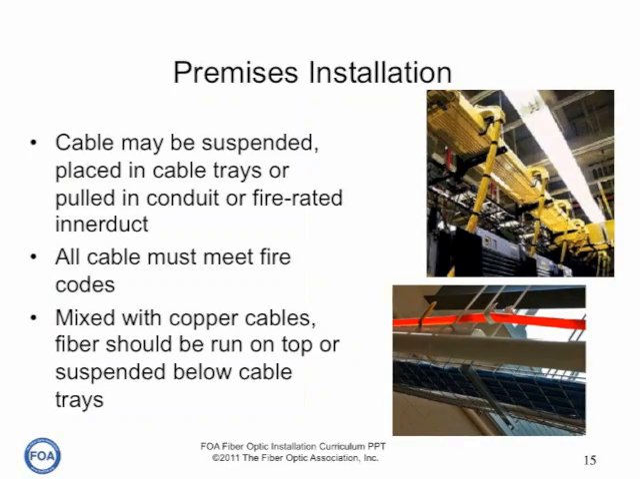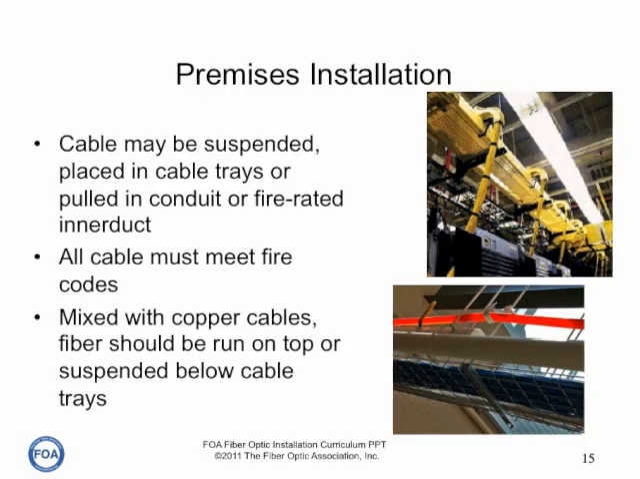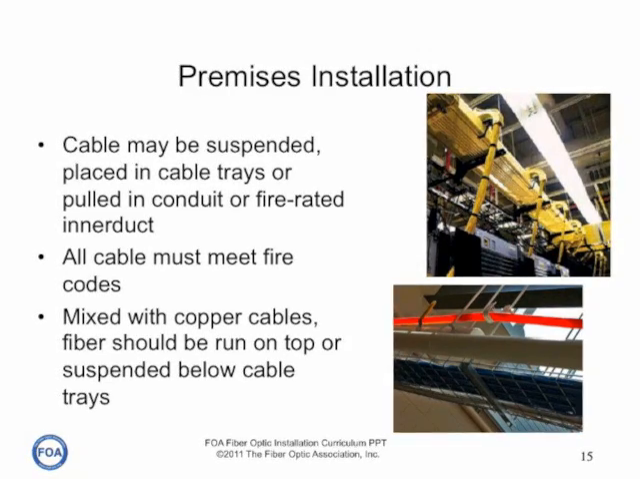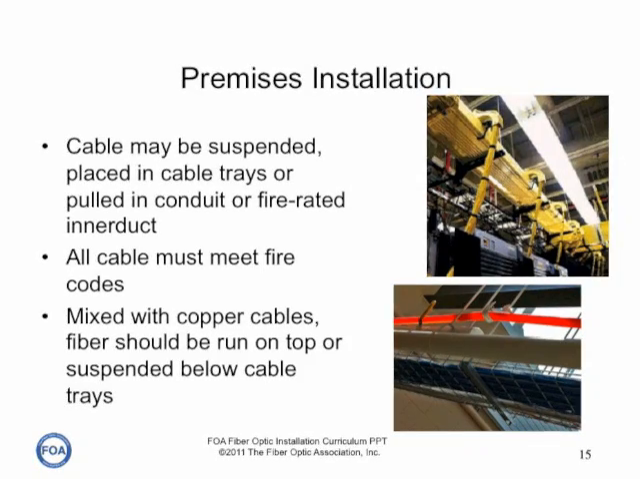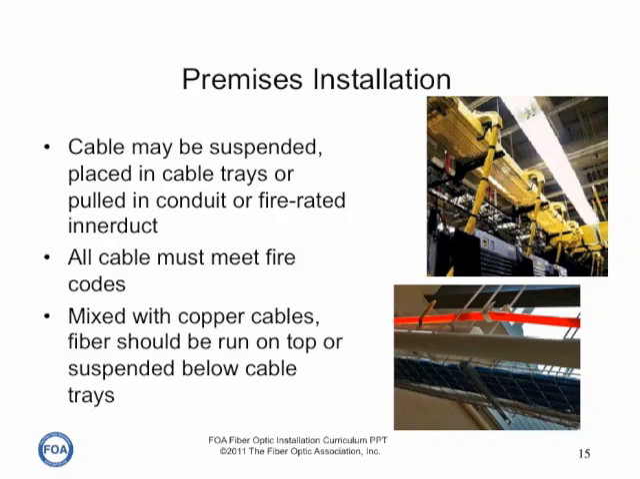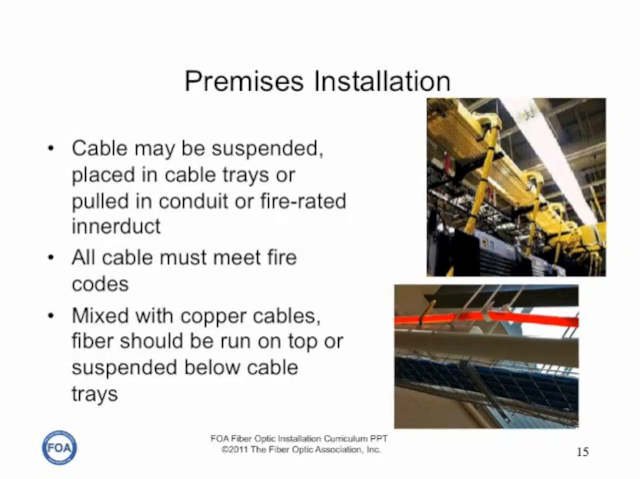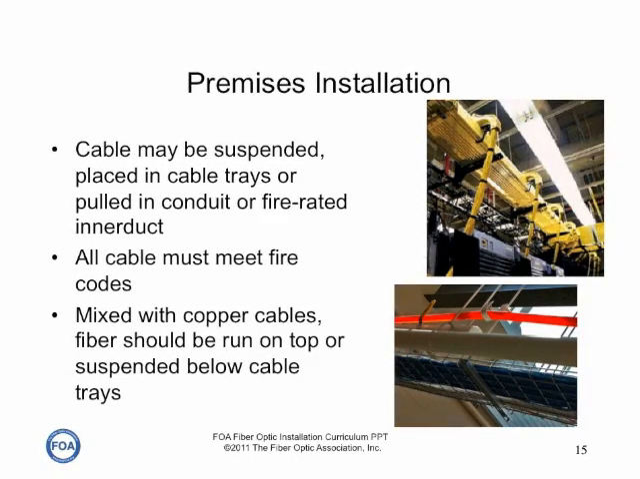In premises installations, fiber optic cables can be suspended from J-hooks, placed in cable trays, or pulled in conduit or fire-rated interduct. It's important to remember in premises installation that all cable must meet local fire codes. If you mix fiber and copper cables, the fiber should be run on top or suspended below the heavier copper cables.